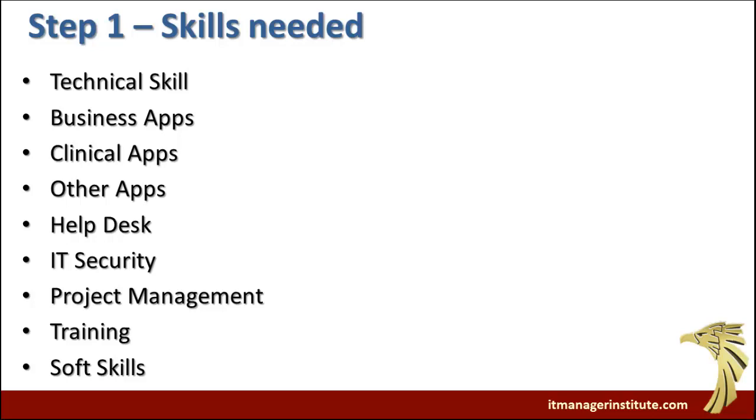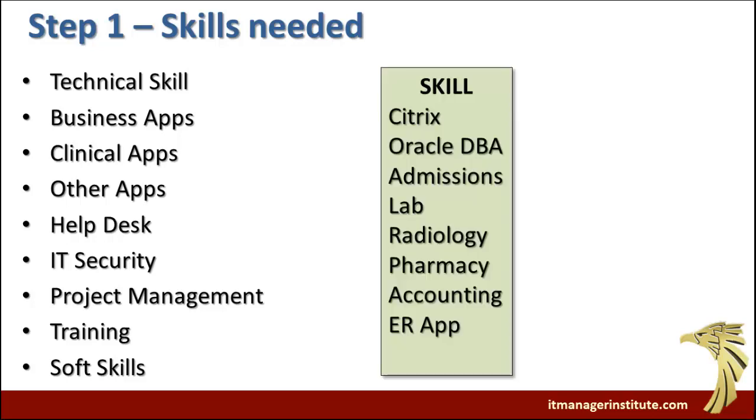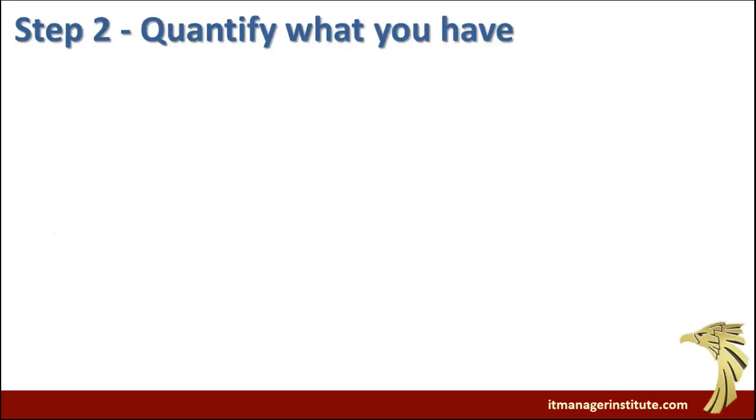All right, so to use this as an example, let's pick some. Here's some skills that we've identified for this example. We need Citrix, Oracle DBA, admissions, lab, radiology, pharmacy, accounting, and emergency room application skills. Now, obviously, there'd be a whole lot more than this that we need, but we're going to pick these to go through this example that I'm going to show you in this training program.